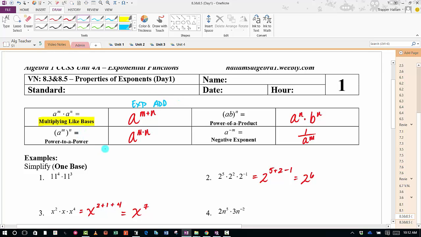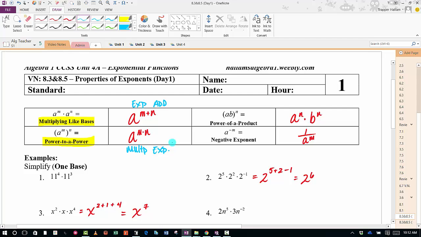So here's the next one to compare and contrast that with. This is what we refer to as a power to a power. What does that really mean? Well, it means that I have a base raised to a power raised to another power. So a power to a power, hence the name. What happens in that scenario, if you've got some base raised to an exponent and raised to another exponent, is that you're going to multiply your exponents.